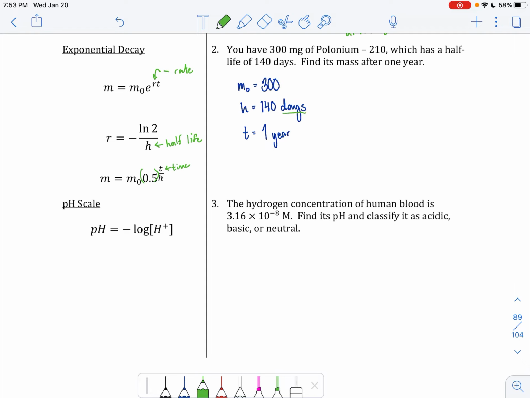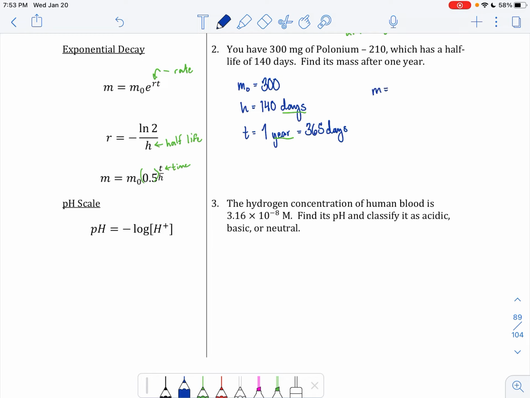Now, one thing you'll notice is that these two are not the same unit. So in terms of t to actually plug into the formula, I need those to match. So I'm actually going to say 365. If you want to do 365.25 to deal with leap year, you can, but that seems a little pedantic to me.